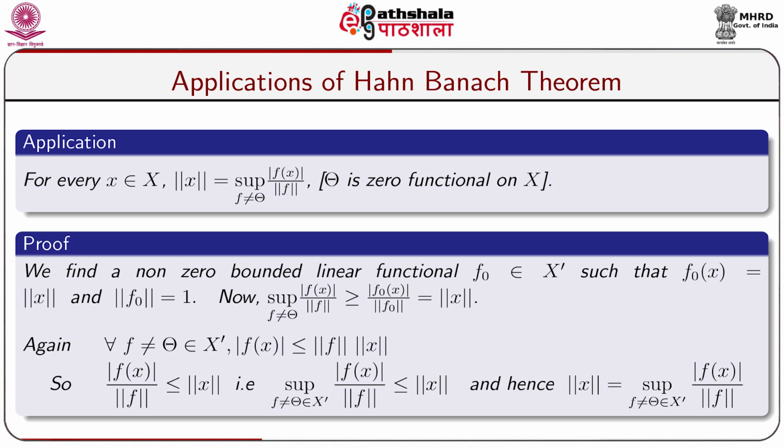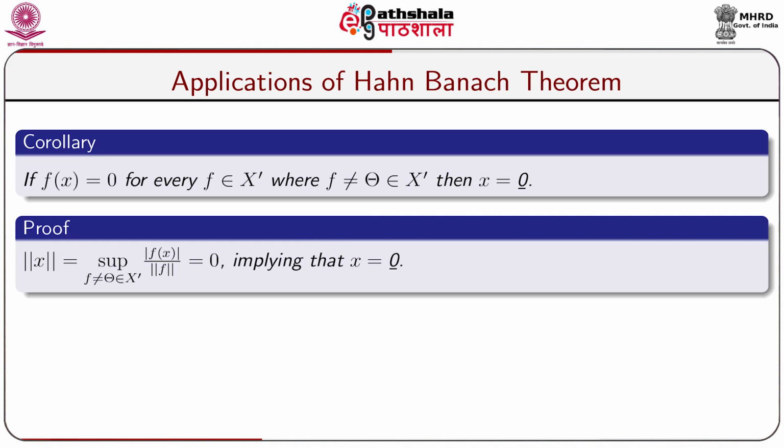Hence, norm of x is equal to the supremum of modulus of f(x) divided by norm of f, where f is a non-zero bounded linear functional taken from X dash, and the supremum is taken over all such bounded linear functionals which are not 0.